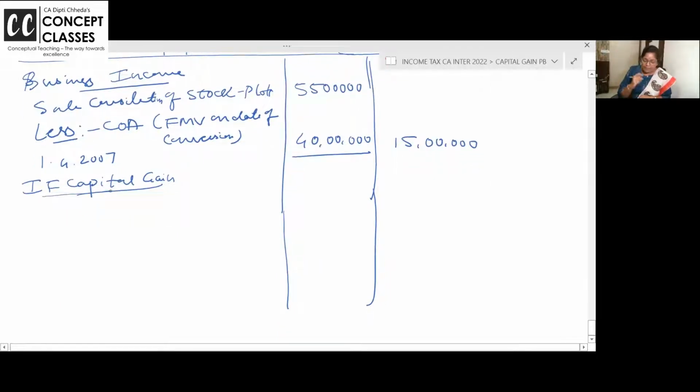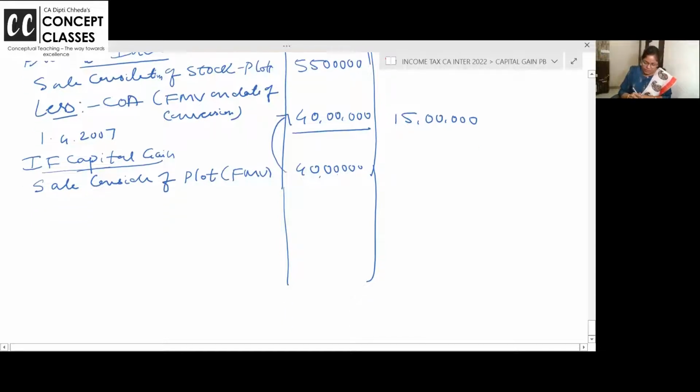Income from capital gain. Sale consideration of the plot: fair market value 40 lakhs, on the day I converted it into stock in trade. What is the sale consideration? That is the cost here. Less: indexed cost of acquisition. What is the cost of acquisition?